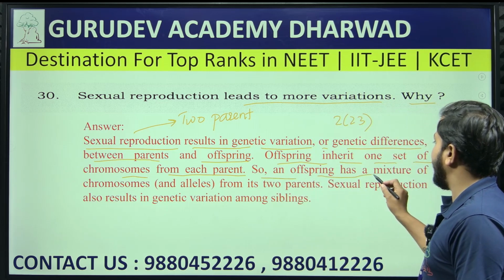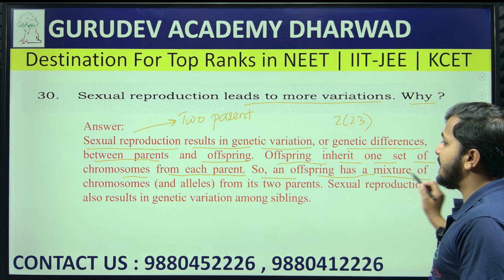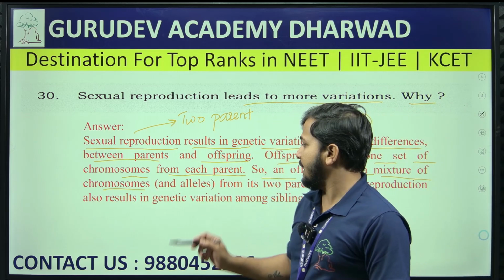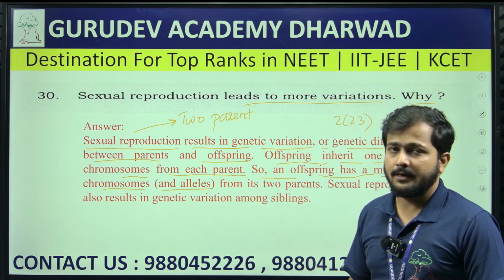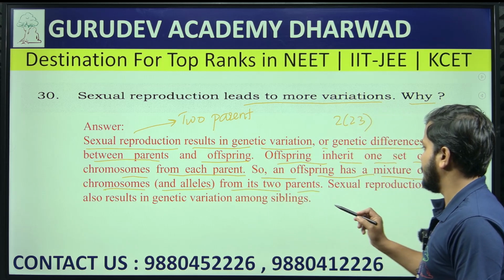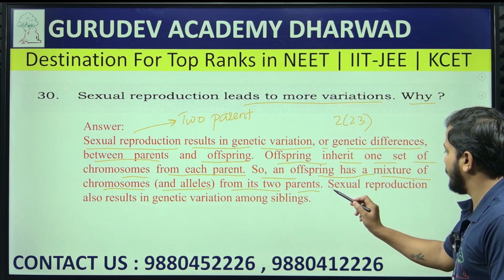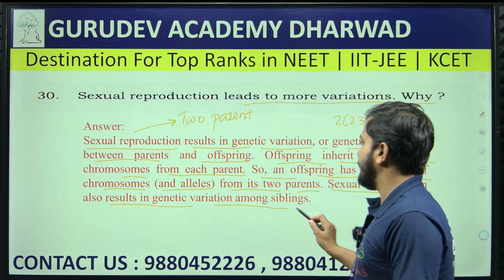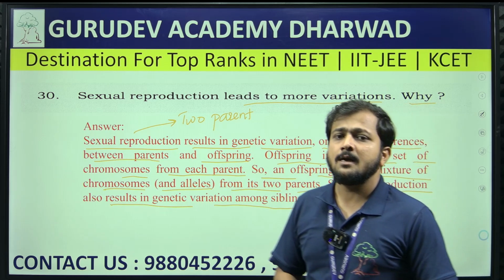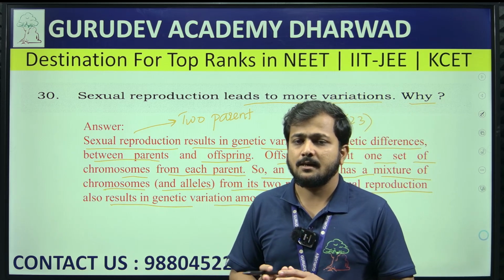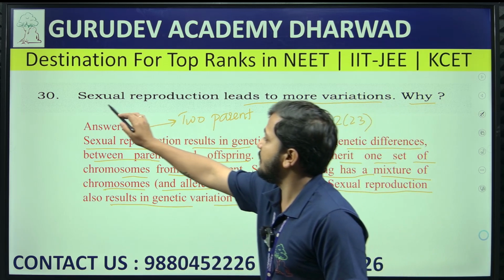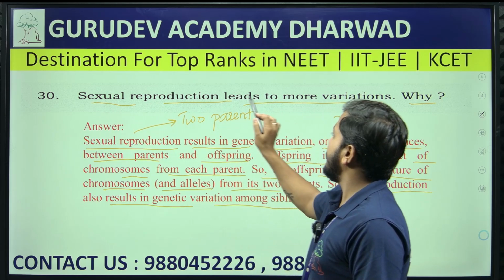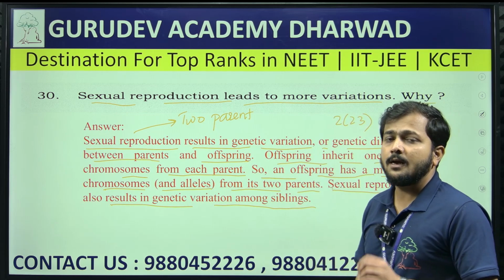So an offspring has a mixture of chromosomes and even alleles from its two parents. Because of this, sexual reproduction also results in genetic variations among siblings, right? This is the reason why sexual reproduction leads to more variation compared to asexual reproduction.